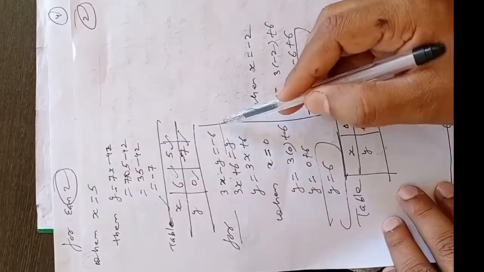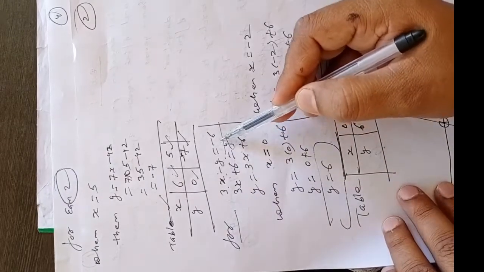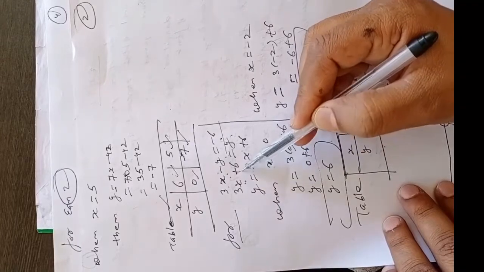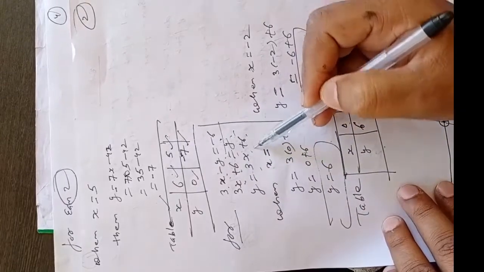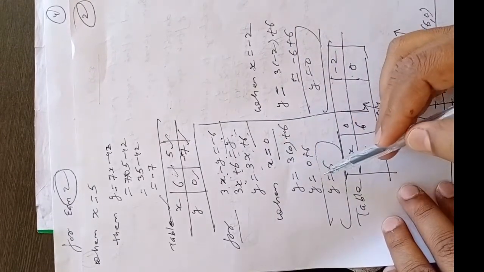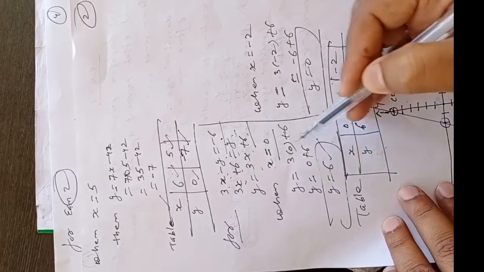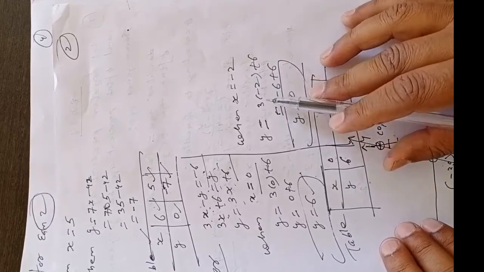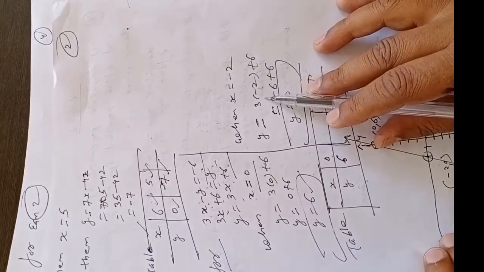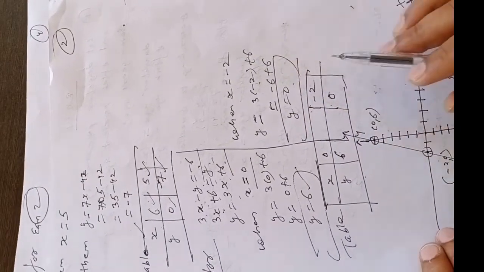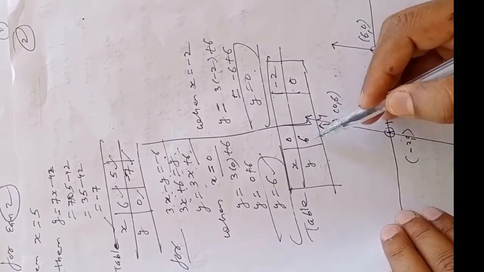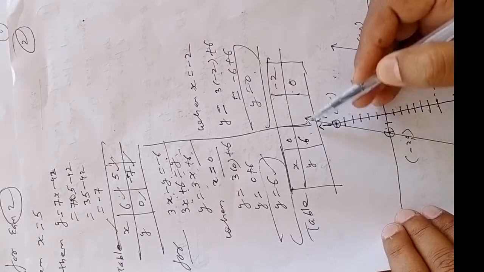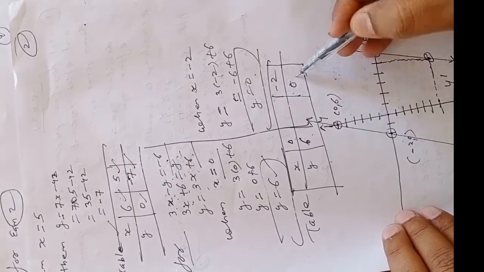Same as the second equation. The second equation is 3x minus y is equal to minus 6. We will separate y on one side. 3x plus 6 is equal to y. Y is equal to 3x plus 6. When x is equal to 0, then y is equal to 6 is coming. And when x is equal to minus 2, then y is coming 0. So we obtain the table of the second equation also. X is equal to 0, then y is equal to 6; x is equal to minus 2, then y is equal to 0.